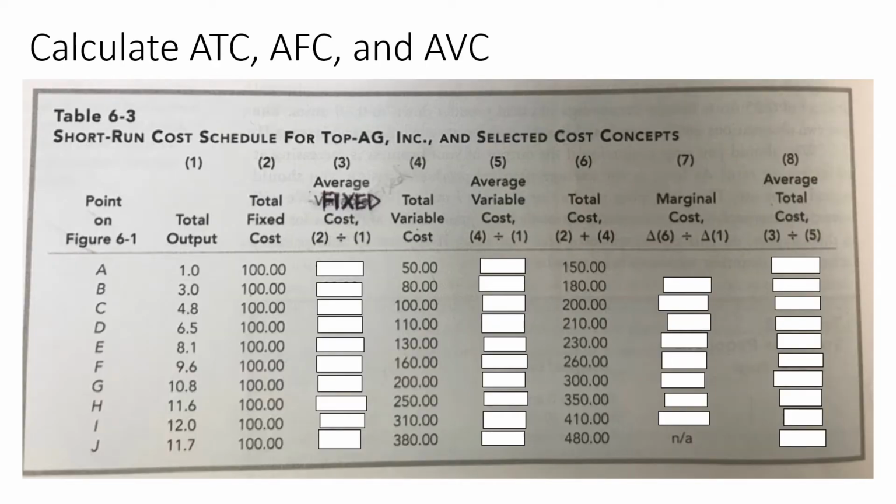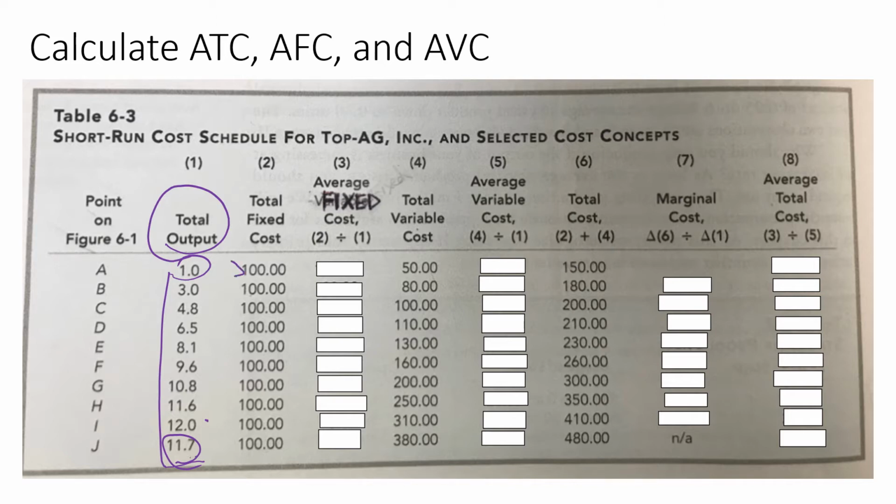So we can calculate average total cost, average fixed cost, and average variable cost if we are given the total fixed cost, the total average cost, or the total cost. Okay, so if we're going to calculate average fixed cost, here is an example: we've got our total output in units, going from 1 unit all the way to 11.7 units. Well, we go to 12 at one point, and then production decreases.